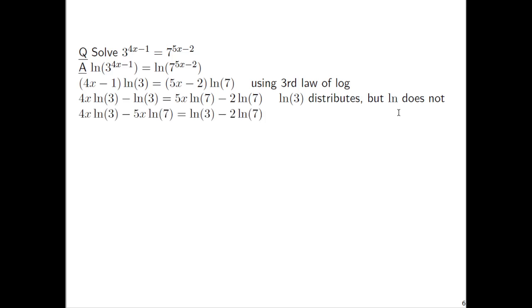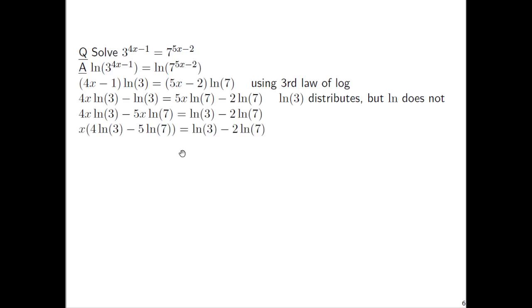Then we can reorganize some things here. We can subtract 5x times ln of 7 on both sides. We can add ln of 3 to both sides, and we have this. The purpose of the structure is that we got all the terms that have x on the left side and all the terms that don't have x on the right side. Why would we want all terms that have x on one side? This goes back to an old technique from a long, long time ago. When all the terms that have the variable x are on the left side, you can factor out an x.